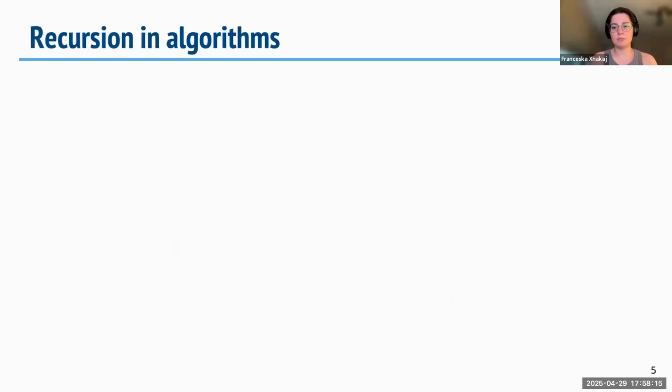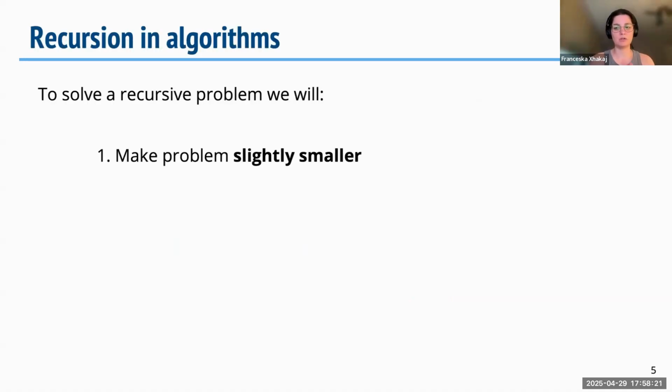Recursion will follow three basic steps. Any problem will have to become slightly smaller as we're working with it. So when I am trying to solve a problem recursively, in order for me to be able to stop at some point, I have to make the problem slightly smaller. And we'll see a couple of examples of this today.